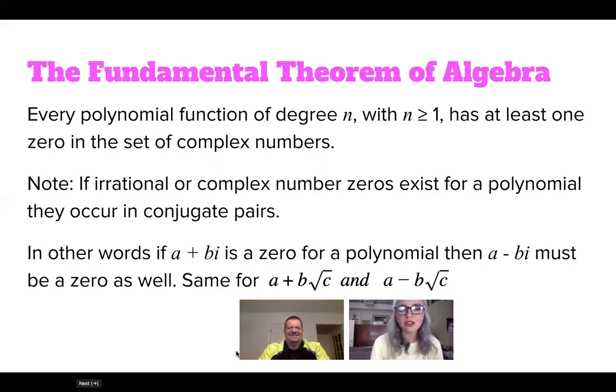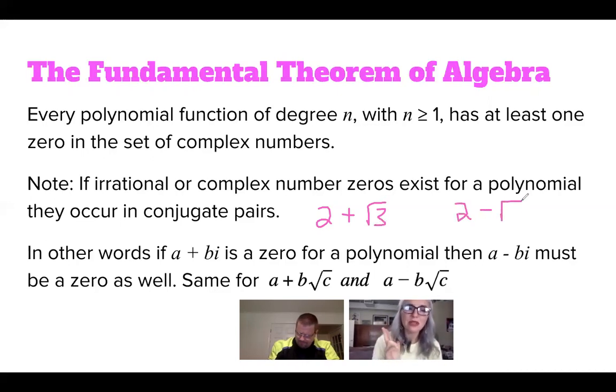There's a little note here. If irrational or complex zeros exist for a polynomial, they occur in conjugate pairs. Basically, if one of the answers has a square root on it, it's going to have a plus or minus in front of it. If one of the solutions has an i on it, it's going to have a plus or minus in front of it. That shouldn't be shocking, because they came about because you took the square root of something, which means you added a plus or minus to the front of it. So if you've got irrational or square root answers, plus or minus. If you've got complex or i answers, plus or minus.